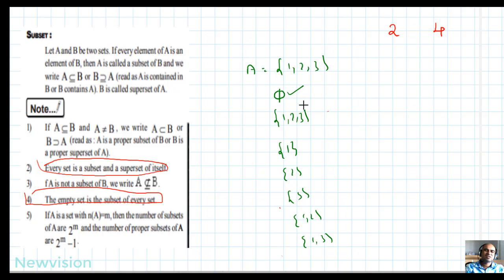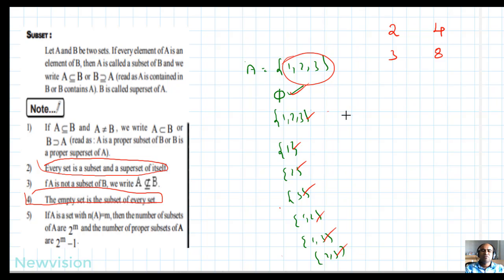I can call them subsets. This is a subset, this is a subset, this is a subset. So how many? {1, 2}, {1, 3} and {2, 3}. So count the number of subsets possible: 1, 2, 3, 4, 5, 6, 7, 8. It means if a set contains 3 elements, you are getting 8 subsets.